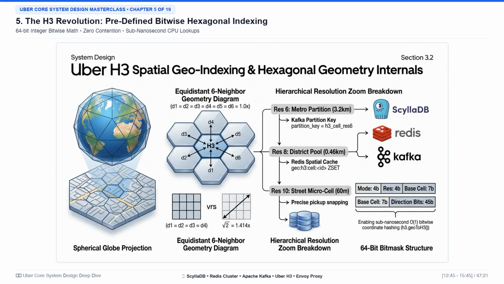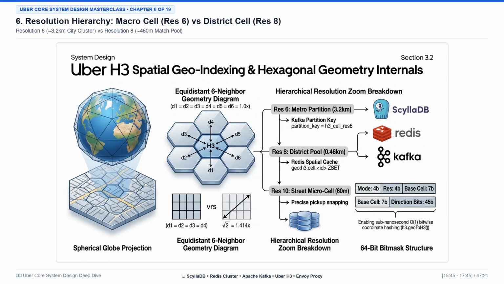Okay, so let's start with Resolution 6. The architecture defines this as the metropolitan partition. Right. It's a massive hexagon with about a 3.2-kilometer radius, so it covers roughly 36 square kilometers. So basically the size of a large city borough or a massive airport complex. Yes. And Resolution 6 is used strictly for one purpose, ingesting data into Apache Kafka. And just to clarify, Kafka is the massive distributed event streaming pipeline that acts as the front door for all the incoming GPS updates, right? Exactly. It's the ingestion pipeline. Okay, so Resolution 6 is for the Kafka pipeline.